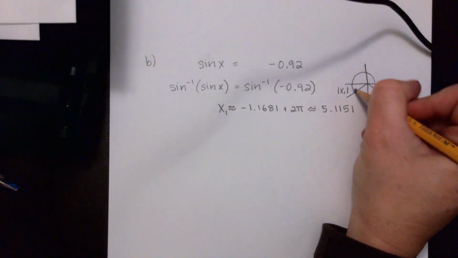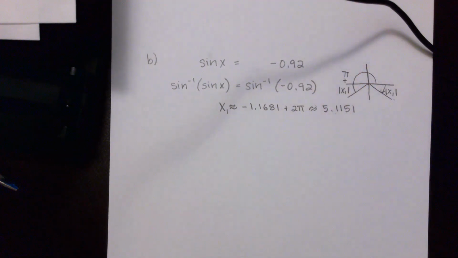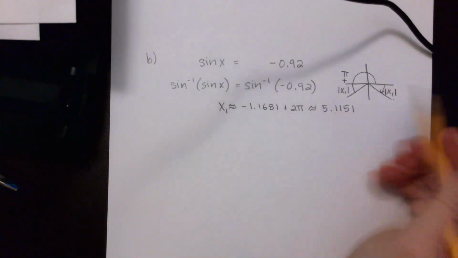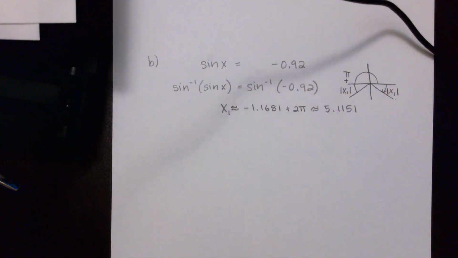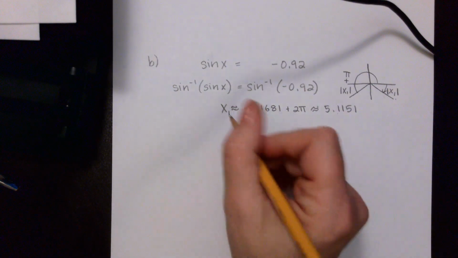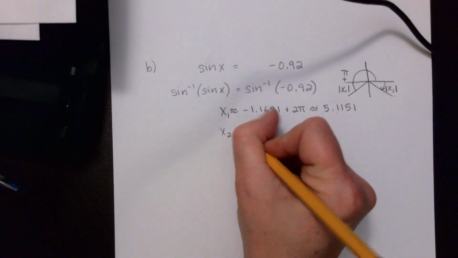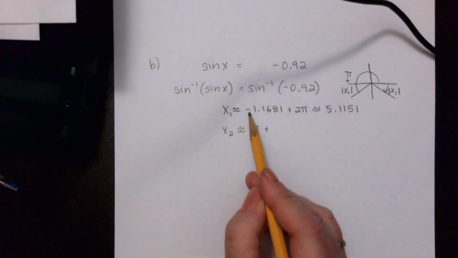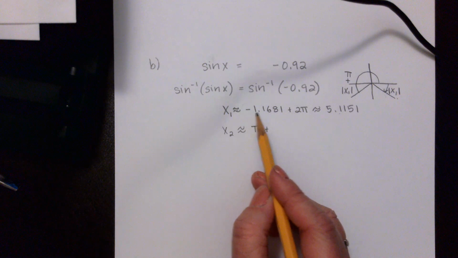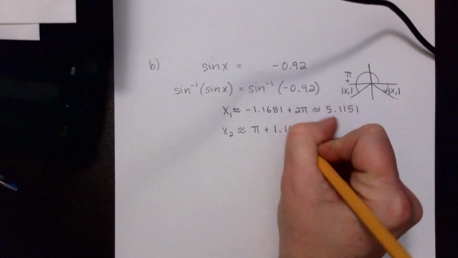So this whole angle is going to be pi plus the absolute value of x sub 1. Or not x sub 1, this little distance here, which was this. So I'm not doing very good notation, but hopefully you can follow that. So my x sub 2 is going to be approximately pi plus the absolute value of negative 1.1681, which would be 1.1681.